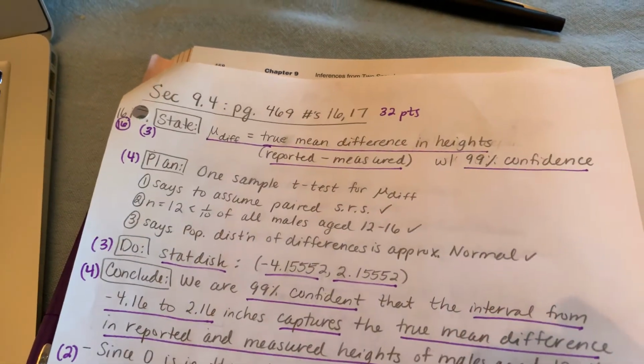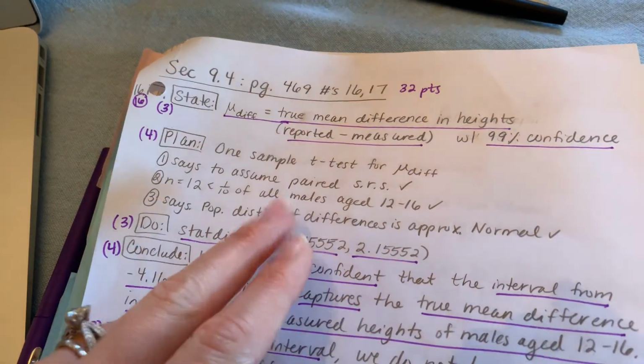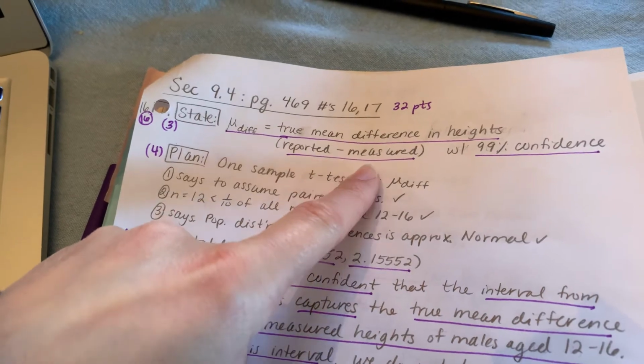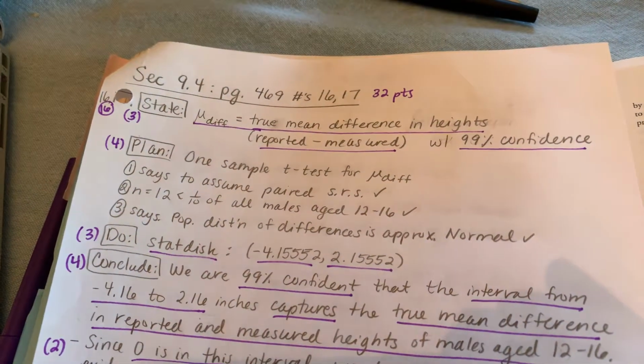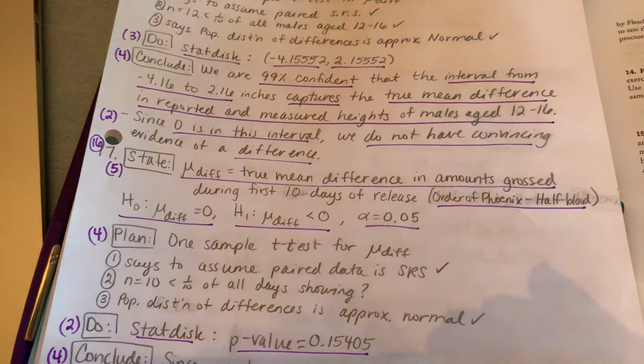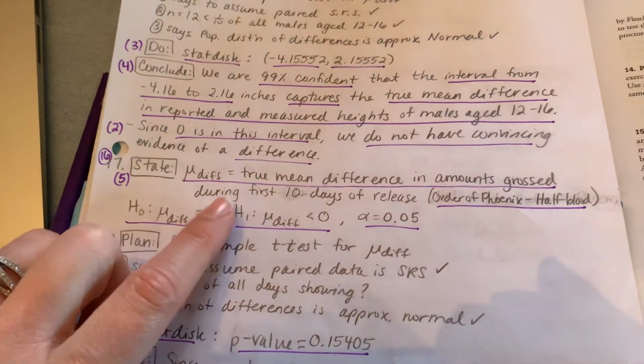In StatDisk, we actually enter the reported heights and the measured heights, but StatDisk calculates this difference between them for each value for us. Okay, so then in number 17, this is what I really wanted to talk about.